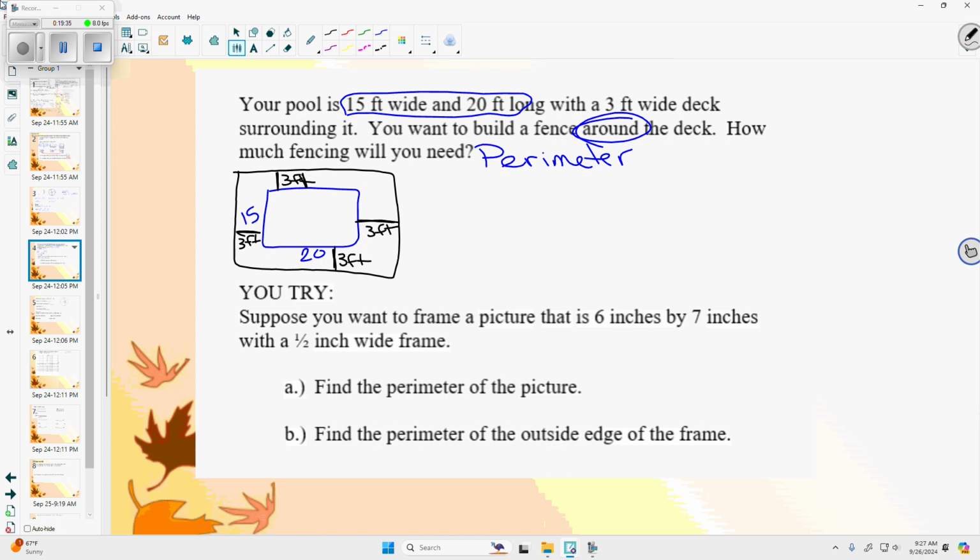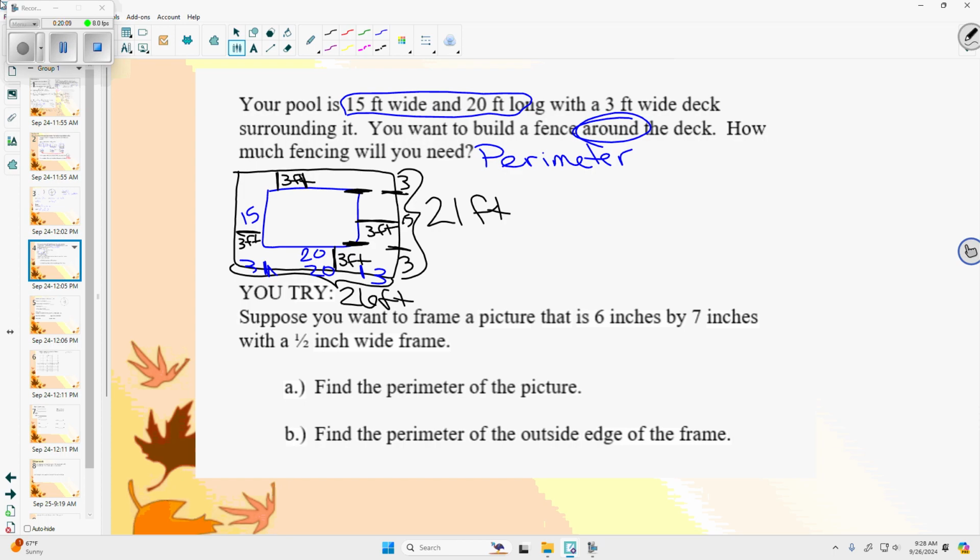So how long is that side? Just 18? Plus 3 again. Good. We got 15 from here to here. But then we got another 3 and another 3. So how much? 21? Okay, what about the other side? 26. Because again, you had 20 from the pool, but then you added 3 on each side of that 20.